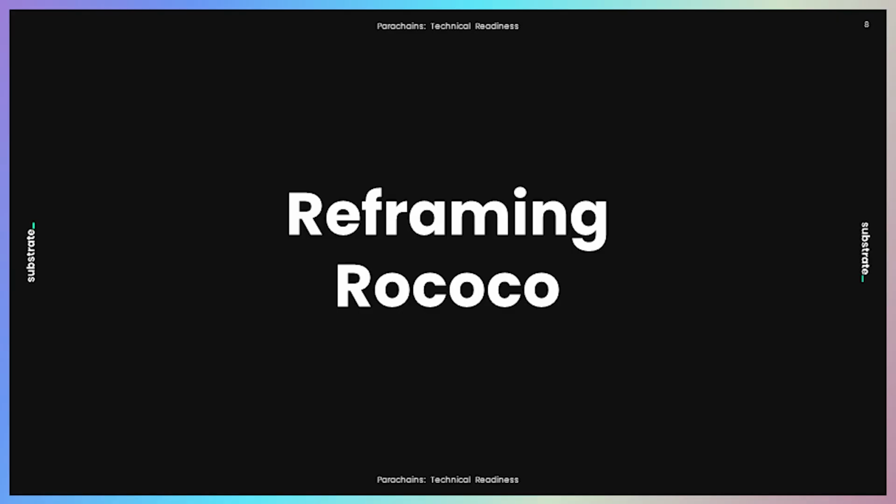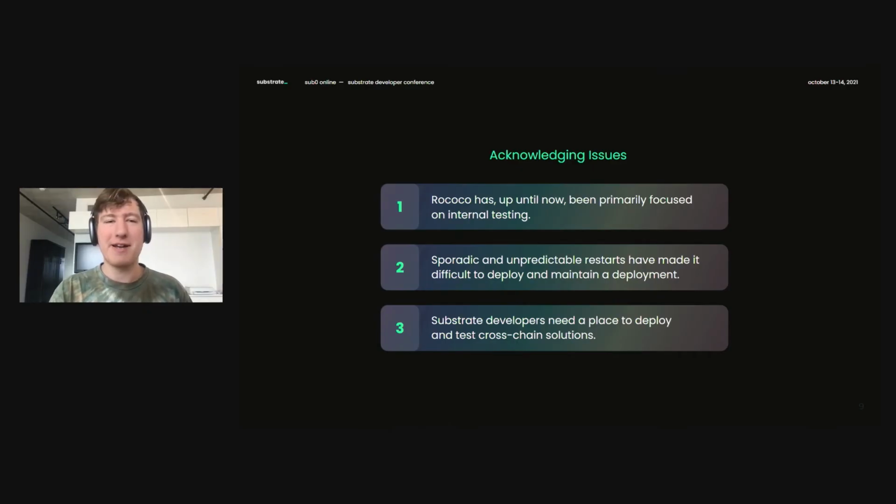Reframing Rococo. The Rococo testnet, I'll go into a bit. It's been a testnet, as I mentioned before, that Parity is running all of the nodes for, and it's been primarily focused on internal testing, basically bleeding edge code that we're running. We're modifying very quickly, deploying adversarial nodes, things like that. But it does mean that, as we've found bugs in the development process, we've occasionally broken the chain. That makes it a very difficult environment for teams to deploy their own parachains on. And Sub0 developers who are building parachains need to have a place to deploy and test cross-chain solutions.